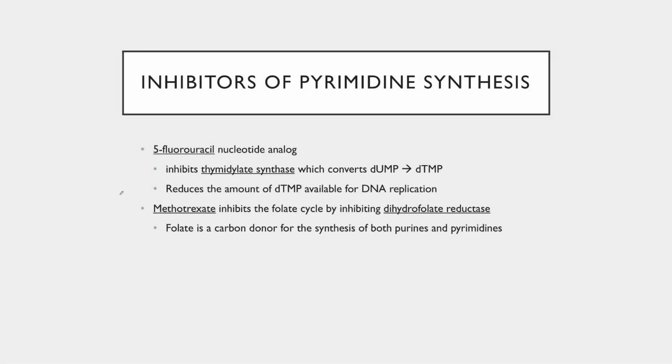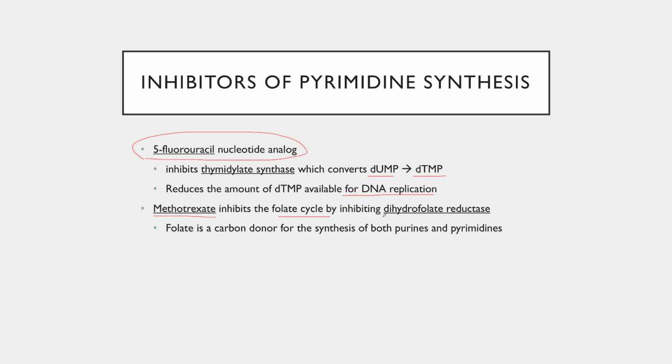So as I mentioned previously, there's a couple inhibitors of pyrimidine synthesis to be aware of, and they have specific clinical relevance. One is 5-fluorouracil, and this is a nucleotide analog. And it will inhibit the reaction catalyzed by thymidylate synthase, which converts dUMP into dTMP. And so the reduction in the synthesis of our dTMP reduces the amount available for DNA replication and is therefore effective at inhibiting proliferative processes, such as in the case of cancer replication. Methotrexate is an additional inhibitor, and this inhibits the folate cycle.